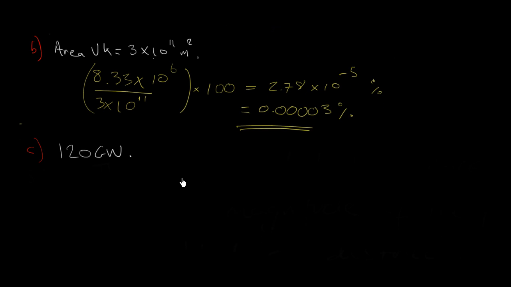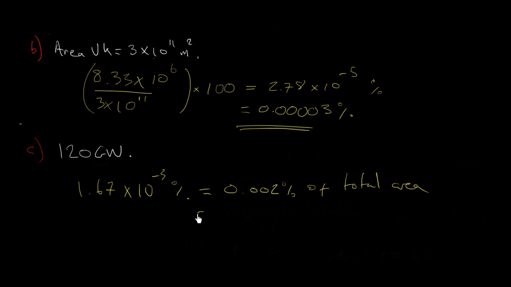With 120 gigawatts we just need to multiply this, as I just said, by 60, because we just did it for 2, we want it for 120, so times 60. That answer multiplied by 60, and we get a value of 1.67 times 10 to the minus 3 percent, which is about 0.002 percent of the total area of the UK.